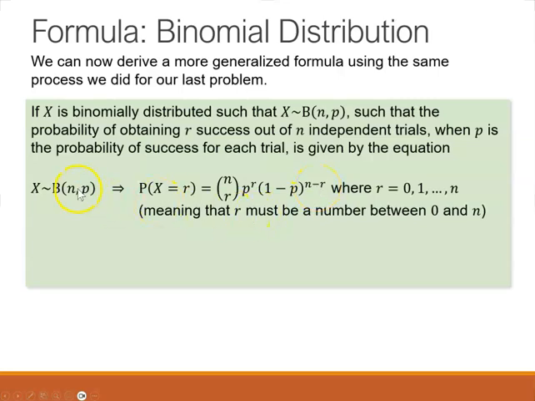So in our previous problem, n was 6 and r was 2, and p was 2/3. So we had 6 choose 2, 2/3 to the 2 times 1 minus 2/3, or 1/3, to the 6 minus 2, or 4th, right? So this is the same formula that we have. We've just now generalized it to n, p, and r.